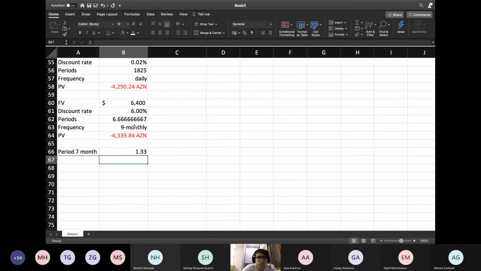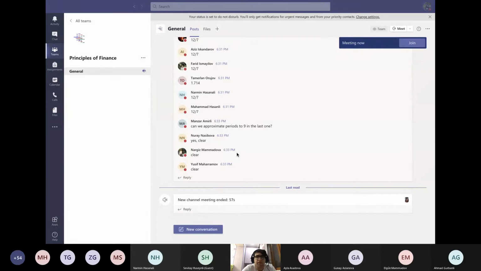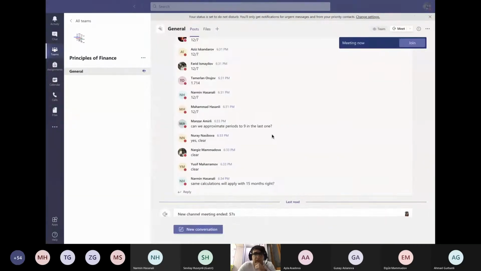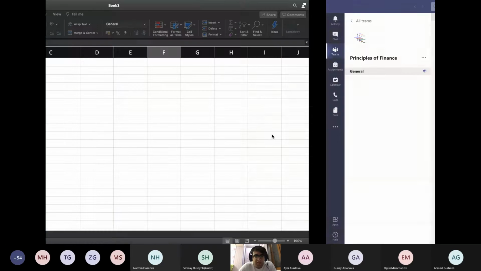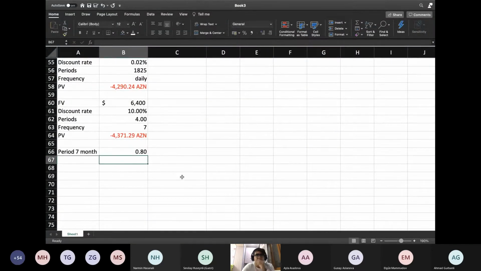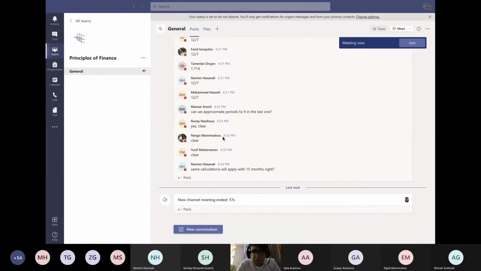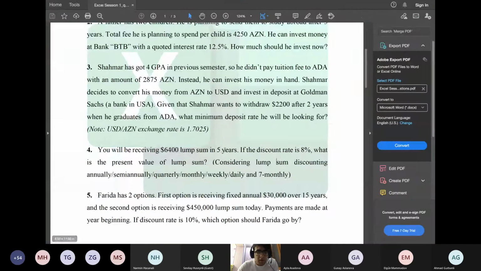So we did it. It is just changing inputs, nothing else. Same calculations will apply with 15 months, right? Yes, 15 months. Let's do it 15. The same will apply in all cases. So if you don't have any questions, let's not lose time. Continue with the 5th question.